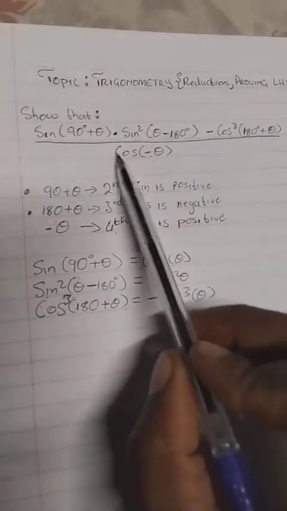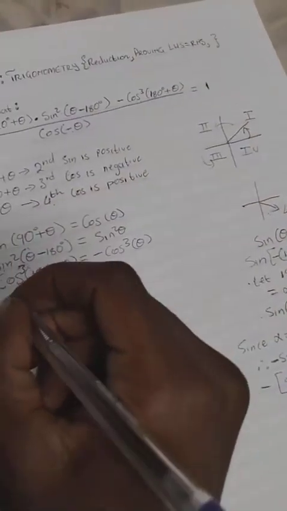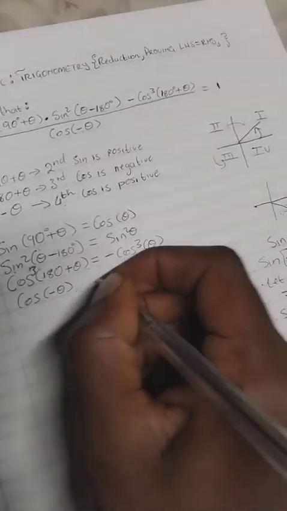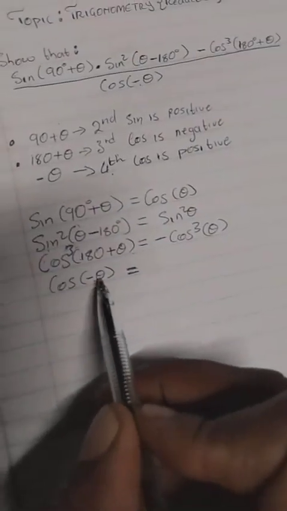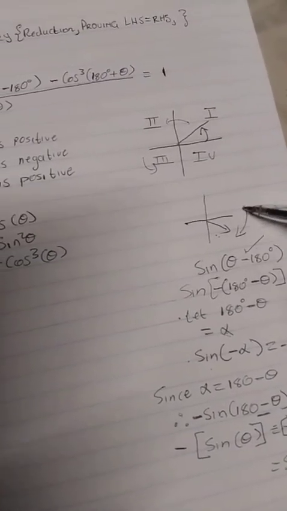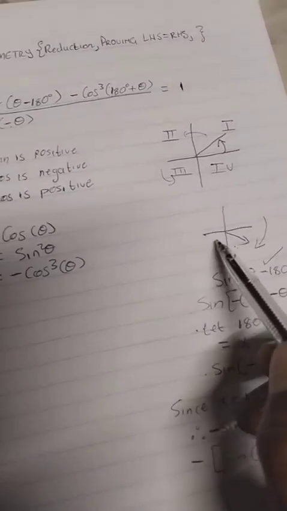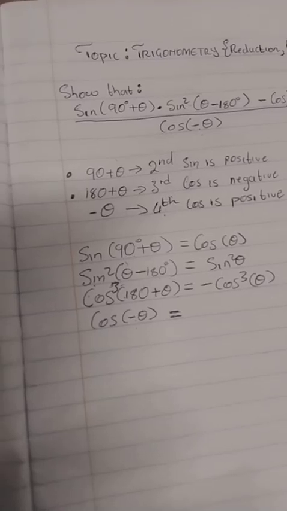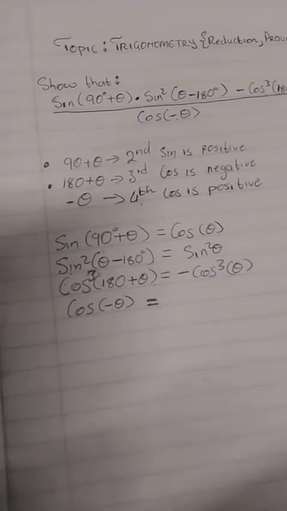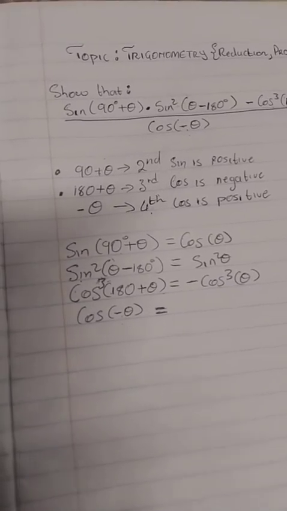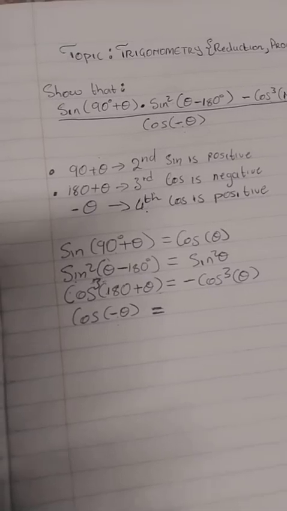So now, let me deal with this one. Obviously, cos negative theta is going to be the opposite rotation, and it's going to fall on the fourth quadrant. What is my second answer? I got the first answer from Tebogo. Another person. Okay, thank you very much for the confirmation.